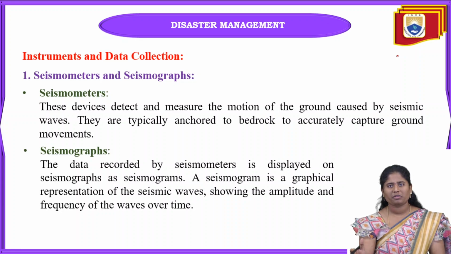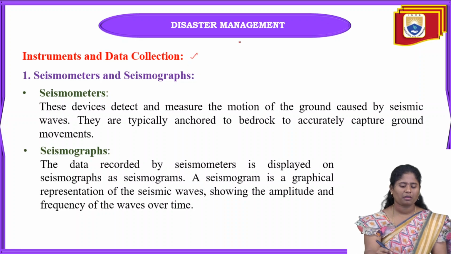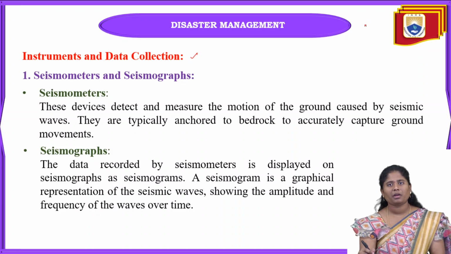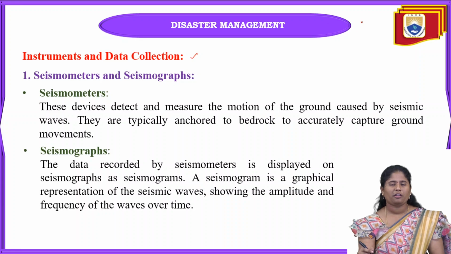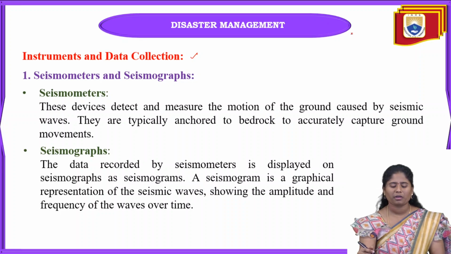Next, after intensity and magnitude measurements, is instruments and data collection. We have many instruments. We keep these instruments in the earthquake zoning areas, and only then do we come to know at how much magnitude it occurred and what the motion at the surface was when the earthquake occurred. Everything we come to know because of these instruments.